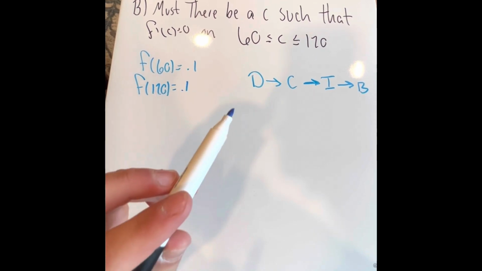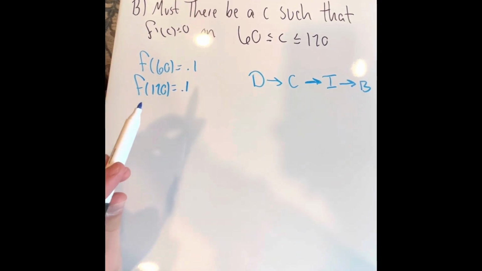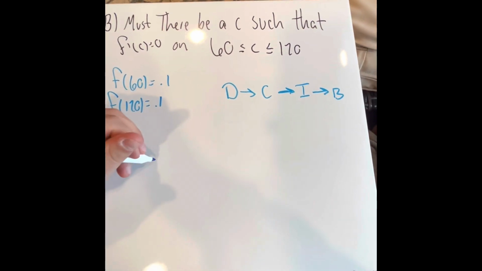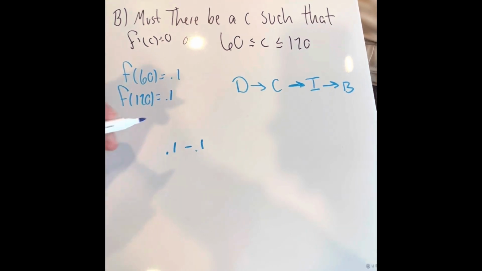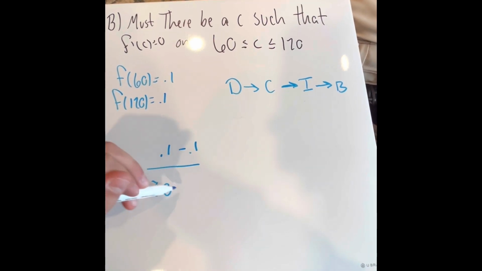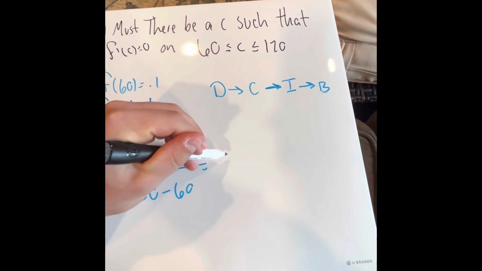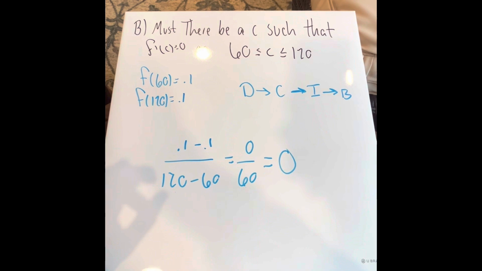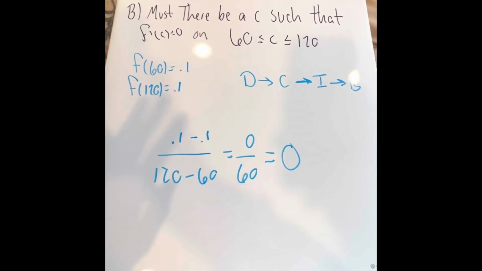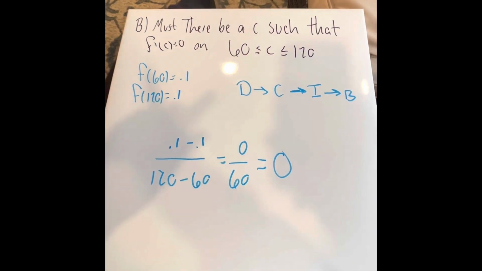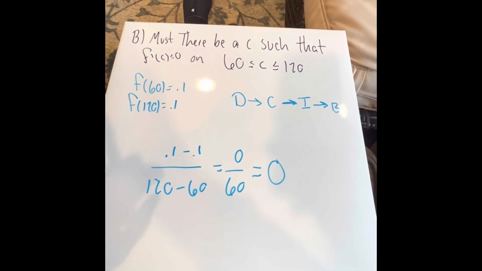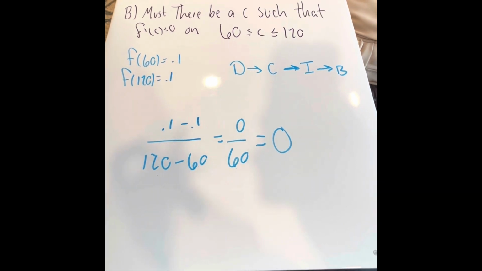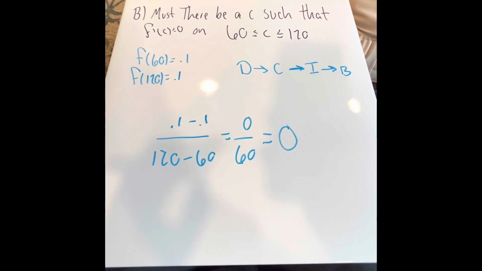In our case, our endpoints are 60 and 120, which we're given are equal to 0.1 and 0.1. So we're just going to take the slope of the endpoints. We're going to go 0.1 minus 0.1 over 120 minus 60, which is just 0 over 60, which is obviously just 0. So the slope of our endpoints is 0. Per the mean value theorem, there must be a value on 60 to 120 such that f prime of c is equal to 0. AKA a little MVT in the chicken wing action on part B.